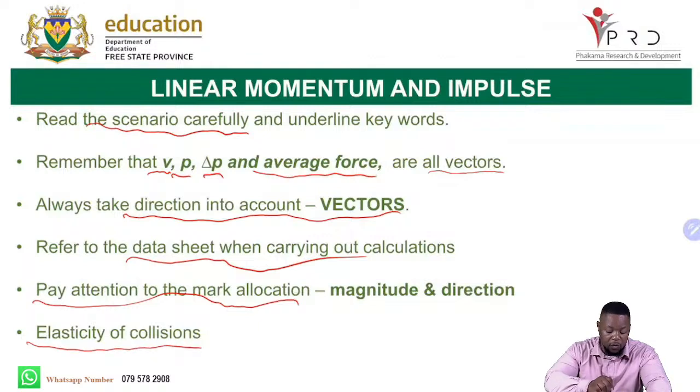For elasticity of collisions, you can prove whether the total kinetic energy before is equal to the total kinetic energy after. But very important, do not start off your calculation by saying the total kinetic energy before is equal to the total kinetic energy after. Rather, calculate the total kinetic energy before and calculate the total kinetic energy after, and then compare. If they are equal, then the collision is elastic, and if they are not equal, the collision is inelastic.